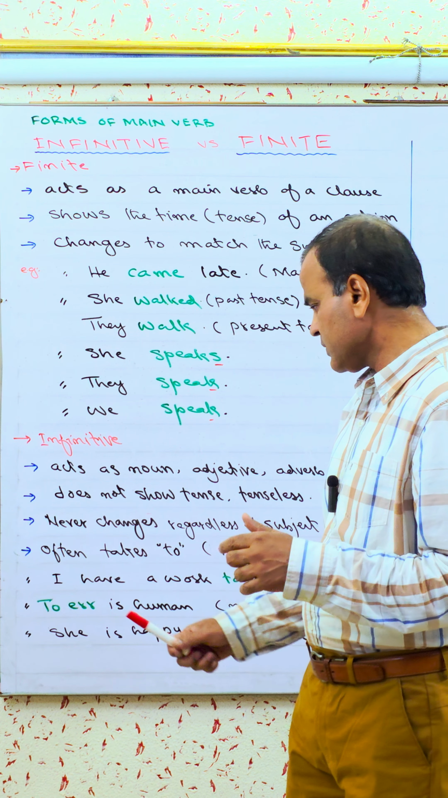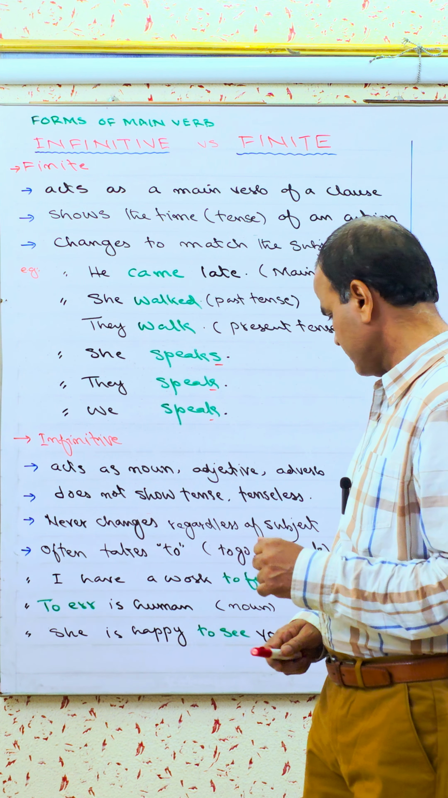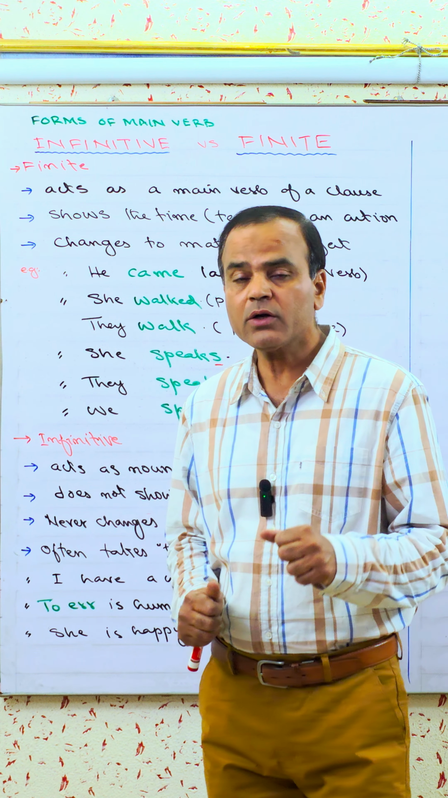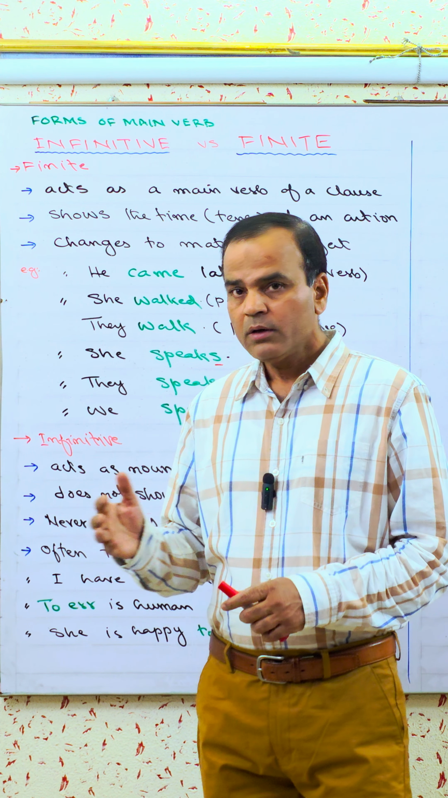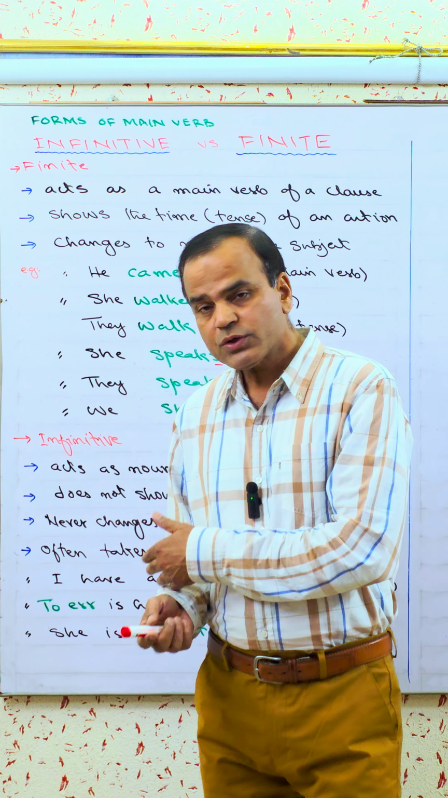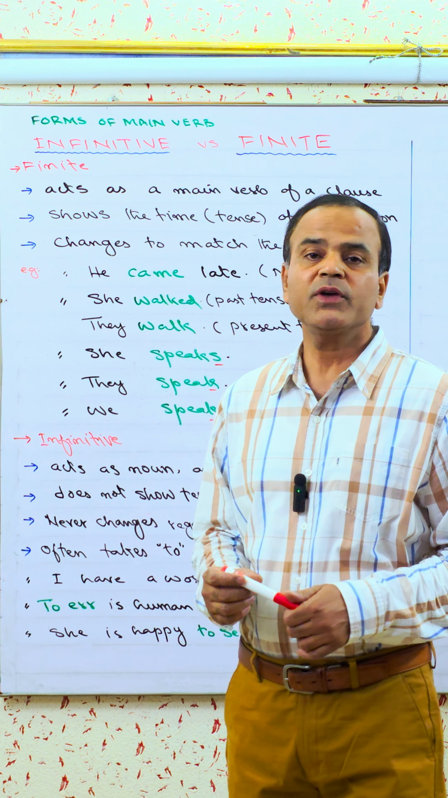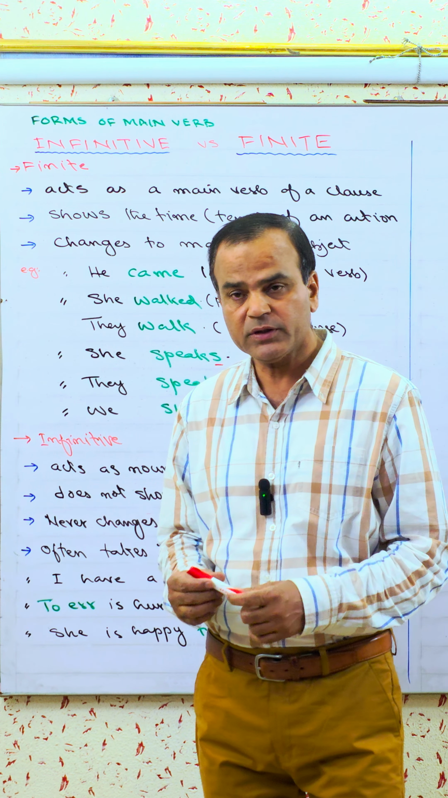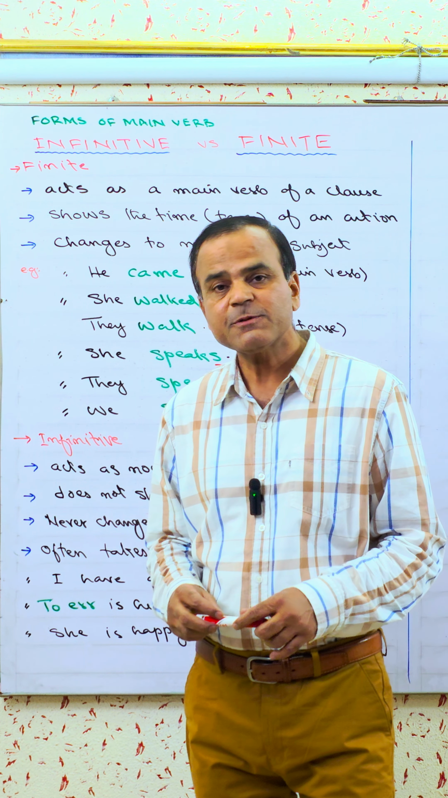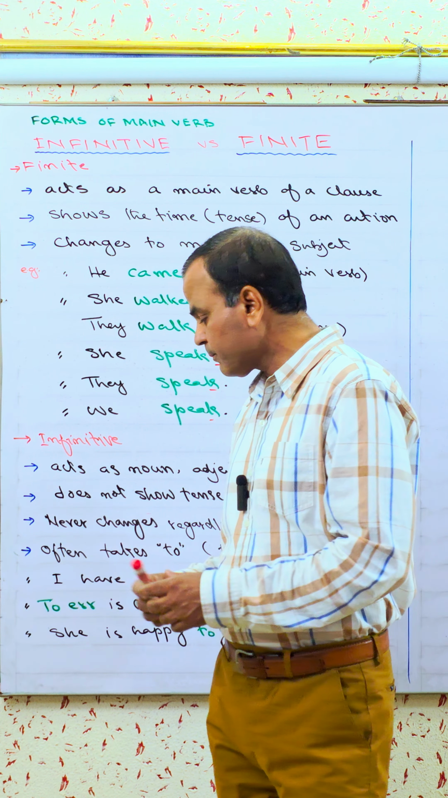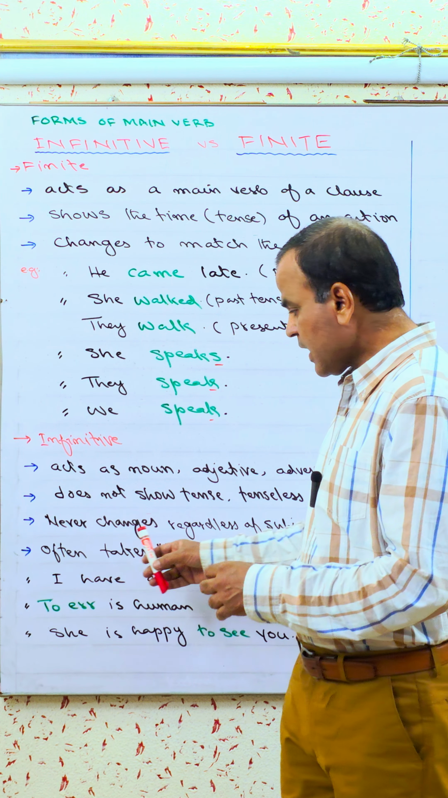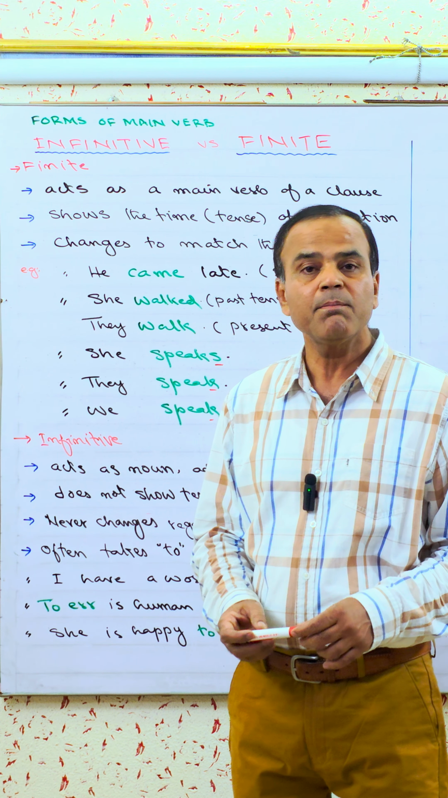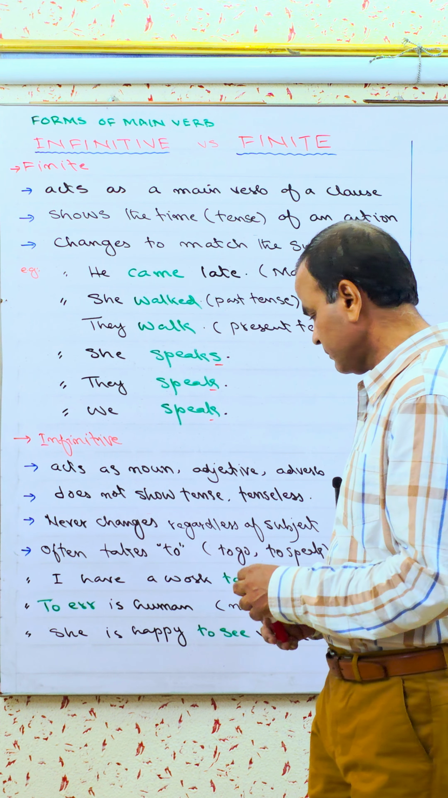The last point is, it often takes to, like to go, to speak. Often, not always. We have already talked about the different kinds of infinitive. If you are interested to know more about the kinds of infinitive, please watch my specific video on the kinds of infinitive. But here I have used that it often takes to, which in grammar is called a particle, not a preposition.